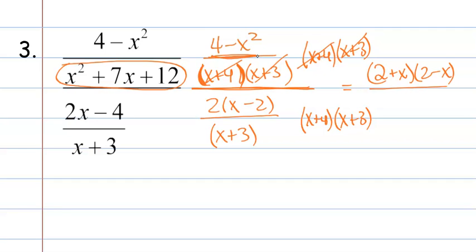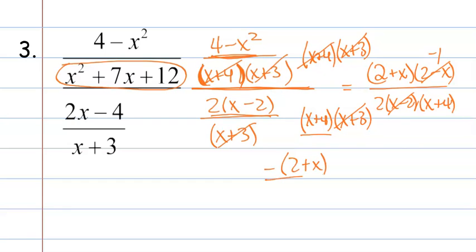And then at the bottom, only the x plus 3 cancels, and I'm left with these 3 factors on the bottom. So there's a 2, an x minus 2, and an x plus 4. So you can see here, this x minus 2 and 2 minus x cancel, but you have to remember to put a -1 there, because they're swapped. So we have negative, parenthesis 2 plus x, all over 2 times x plus 4. And that's all you can do for that one.